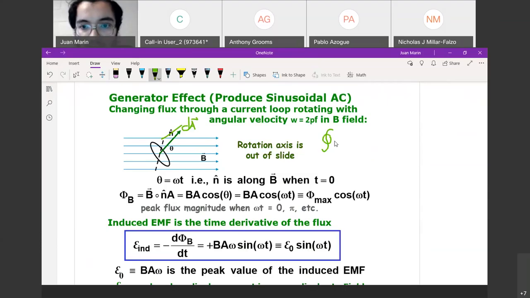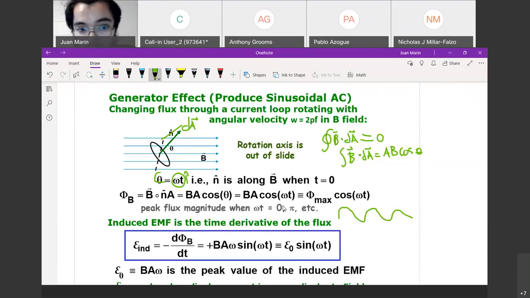And of course, theta is the angle between the normal vector n hat, which is basically dA. This is also called dA, and that's where Gauss's law comes from. Gauss's law says the integral of B dot dA is zero for a closed surface. But we're talking about open surfaces, so the integral over an open surface of B dot dA is going to be AB cos θ. Cosine theta is not constant. Cosine of theta changes as omega t increases. Omega t goes up, then theta goes up. But of course, it's a cyclic function, so it will go up, go down, go up, go down. It will just be a sinusoidal function.